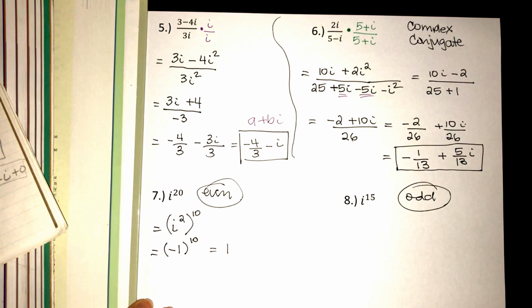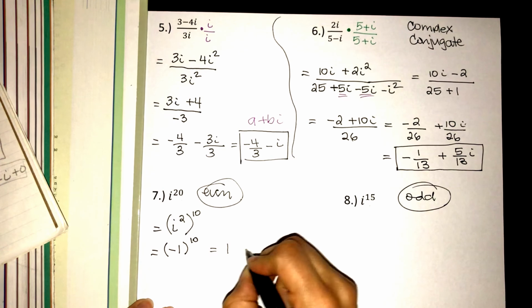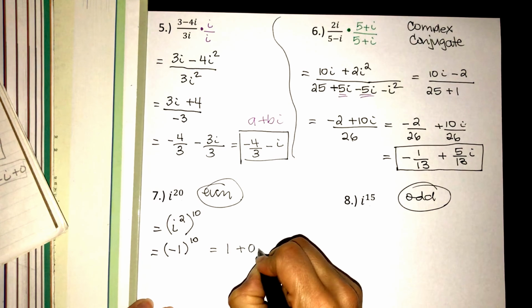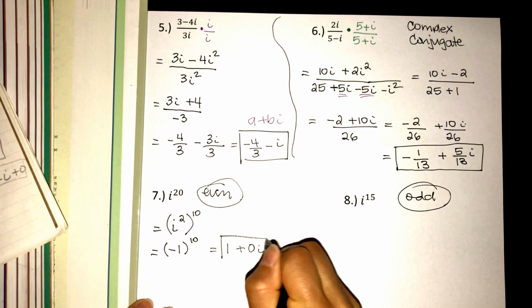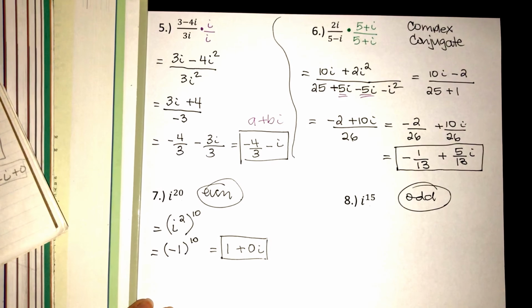So then we're done. However, we want to write our answer in a plus bi form. So I am just going to write plus 0i because the b part is 0. You can actually write any real number like this because for any real number, the b part is 0.